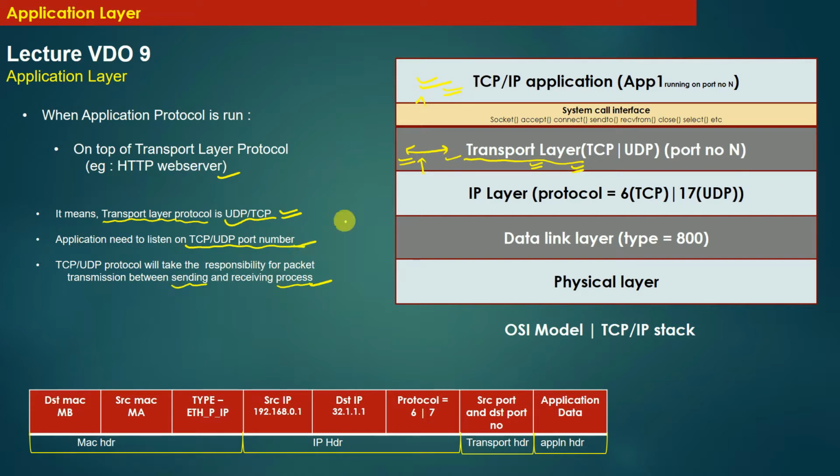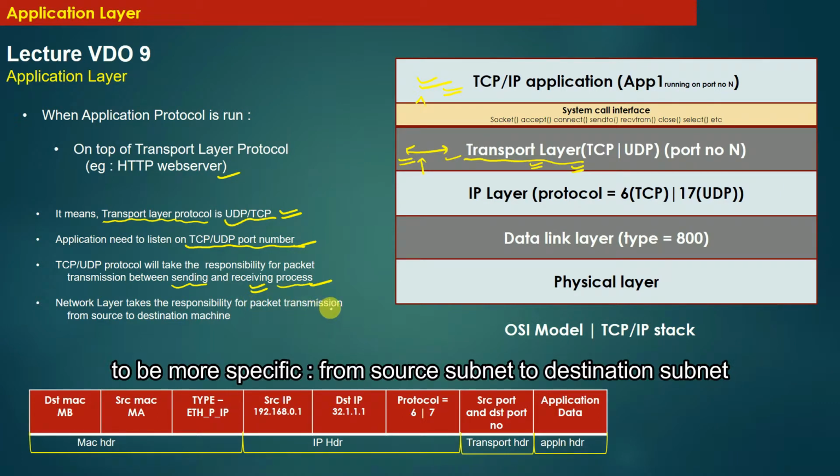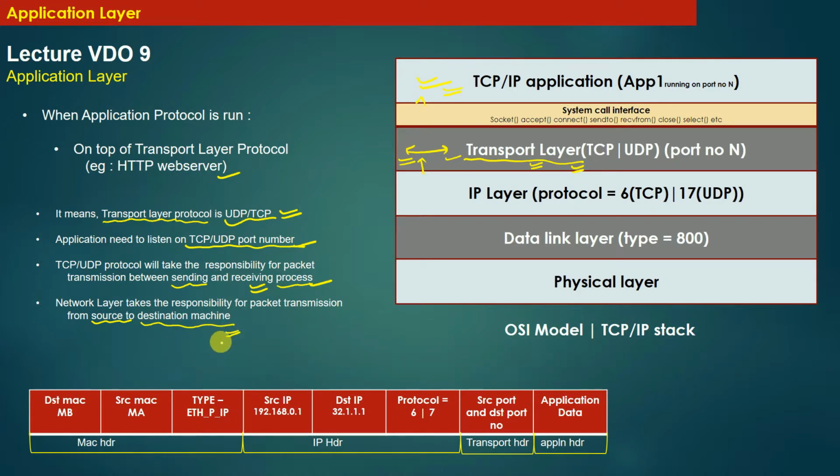So remember, the transport layer protocol is concerned with the transmission of the packet between sending and receiving processes. The network layer, on the other hand, will take the responsibility for packet transmission from source machine to destination machine. And finally, the data link layer will take the responsibility for packet transmission hop by hop in the network. So it means that all the underlying layers, that is the transport layer, the IP layer and the data link layer, will do their jobs as usual.